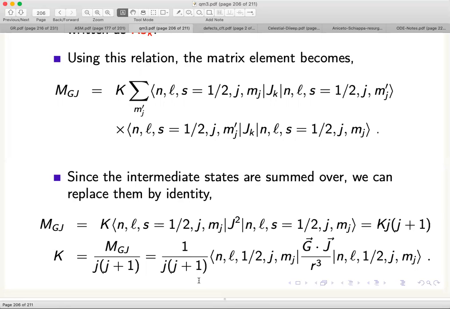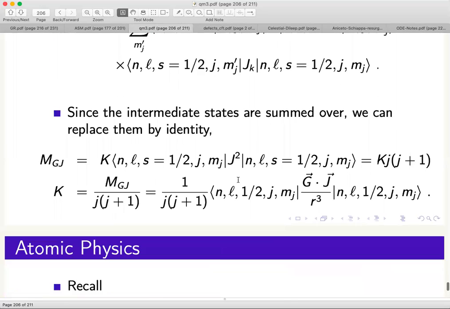Although we have obtained k in this particular form, we actually haven't derived the expression for k explicitly. All we have done is traded it off to another matrix element which needs to be determined. The only improvement so far is that that matrix element is multiplied by 1 over j into j plus 1. That is what k is. So the exercise that we need to do is to determine this quantity. Are you with me on this? Okay, so maybe I can go ahead.